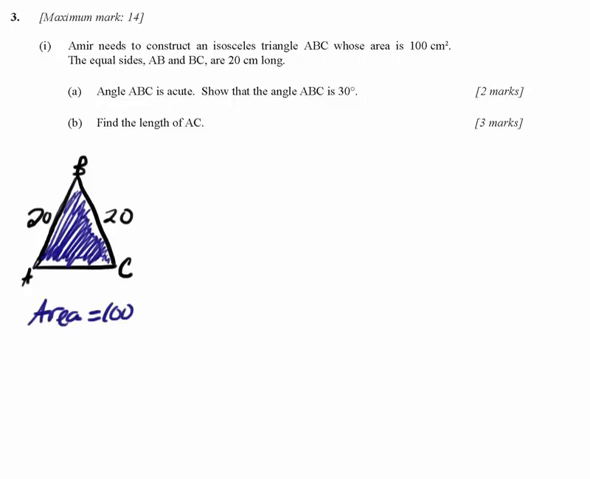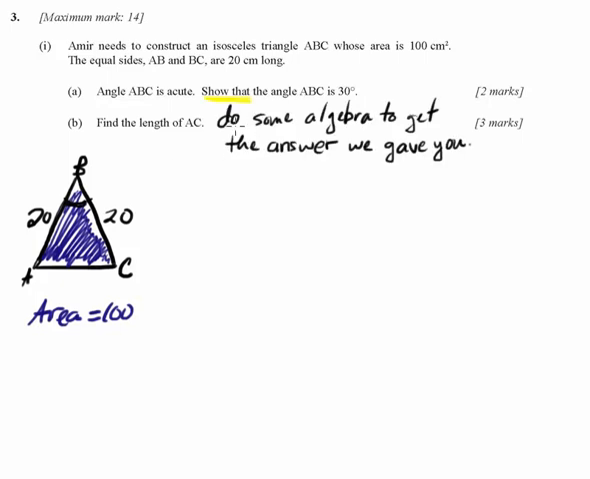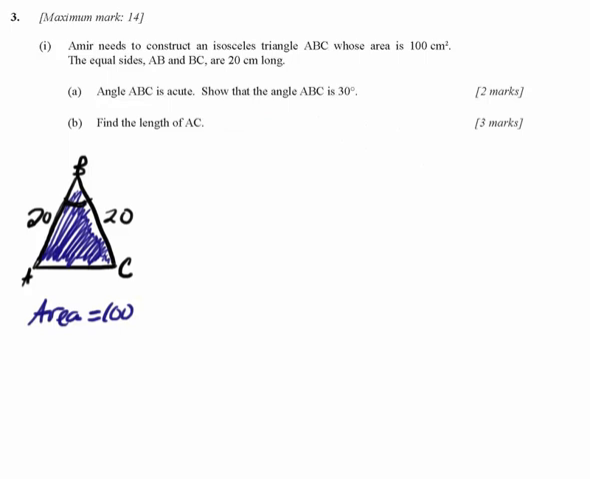Now, part A, angle ABC is acute. So they're talking about this angle right here, ABC. And they want you to show that the angle is 30 degrees. Now this phrase, show that, what it means is do some algebra to get the answer we gave you. They gave you this answer, 30 degrees. So we need to do some algebra to get this answer. Okay, so let's get rid of that and do some algebra.